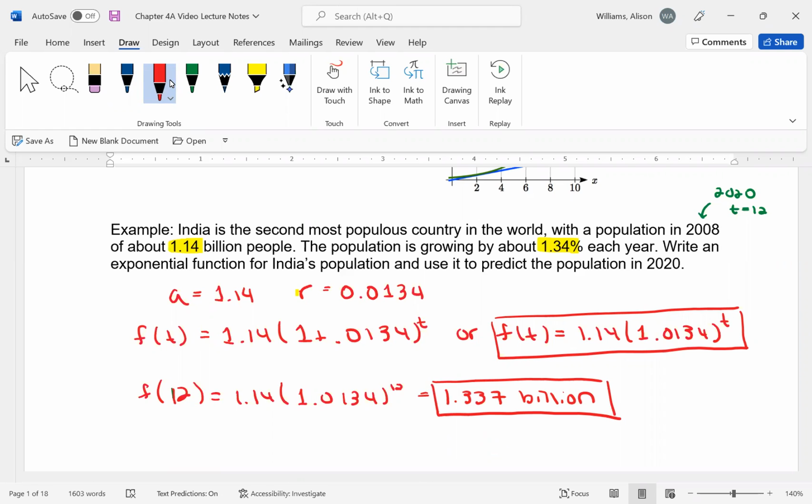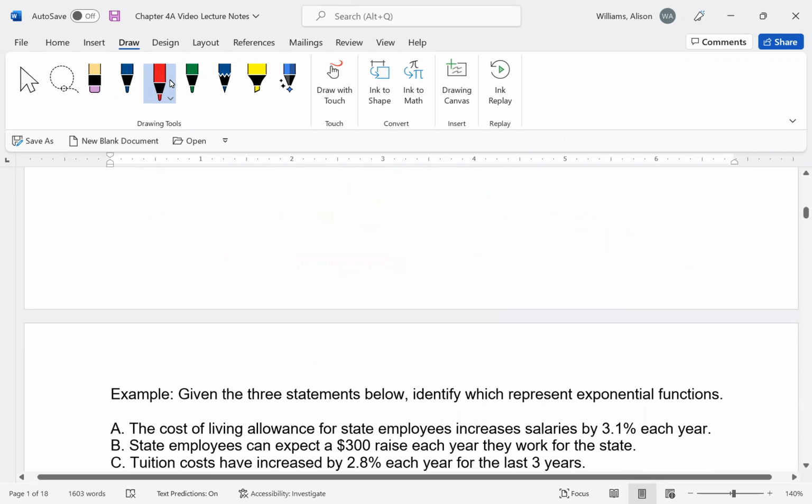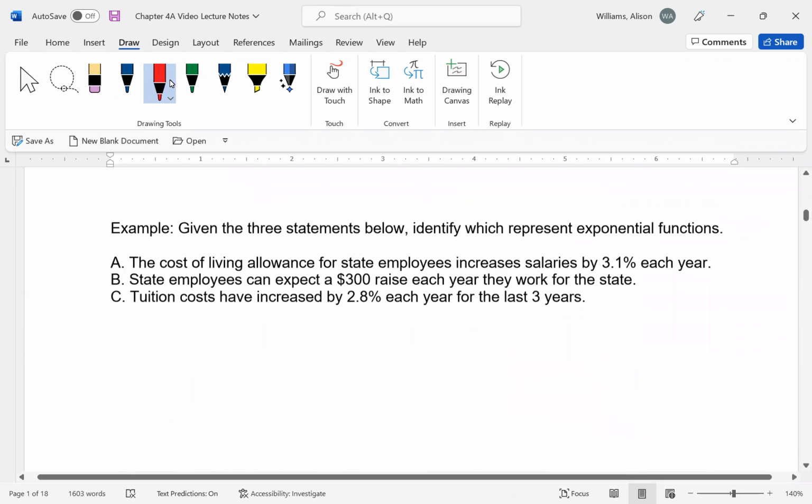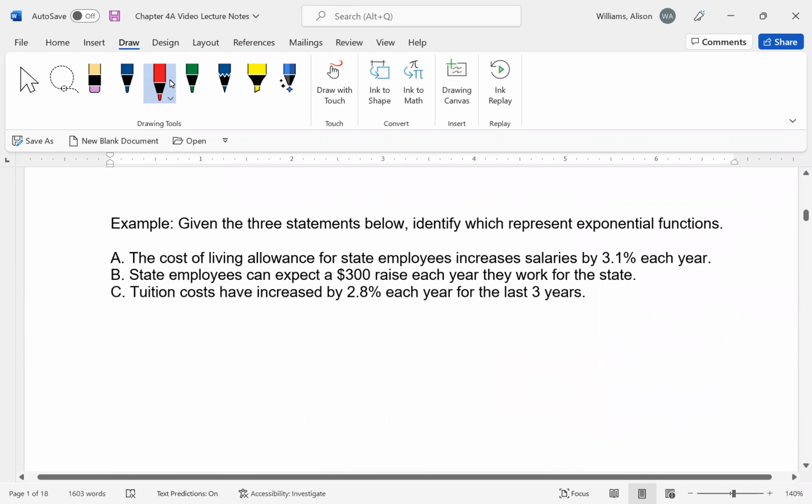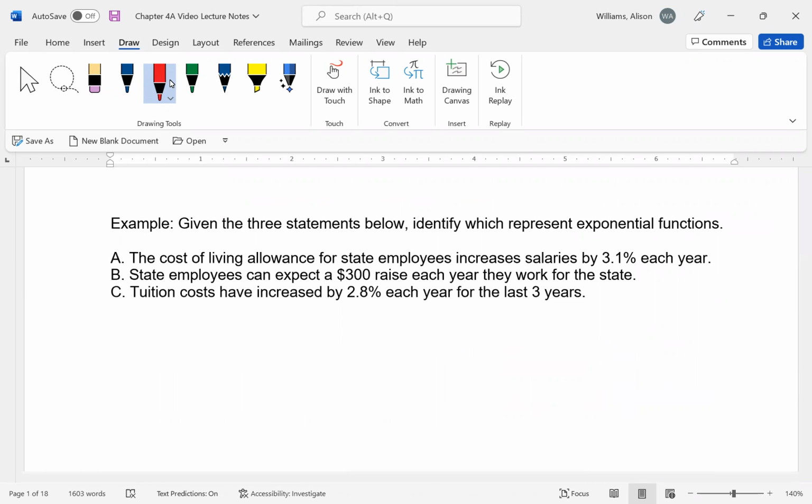All right, so exciting. By the way, the actual growth in India was 1.380. So not too far off, but that's what we would get for our prediction. Of course, we know that it's not going to be perfect, because we're talking about human beings here, and human beings can do some interesting things.